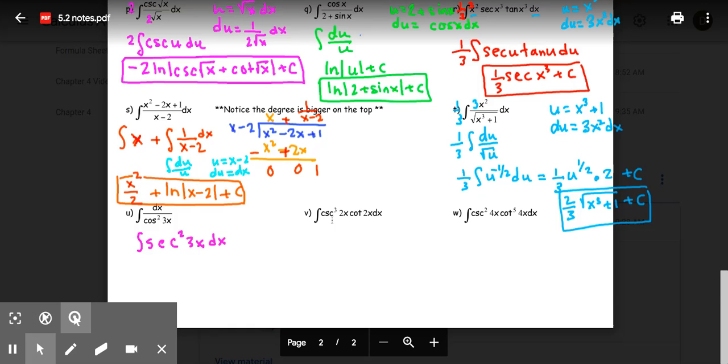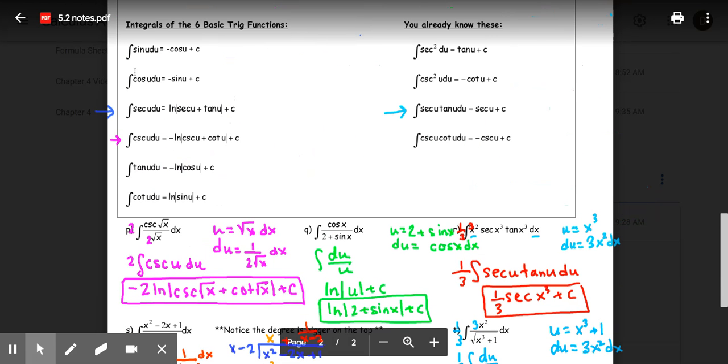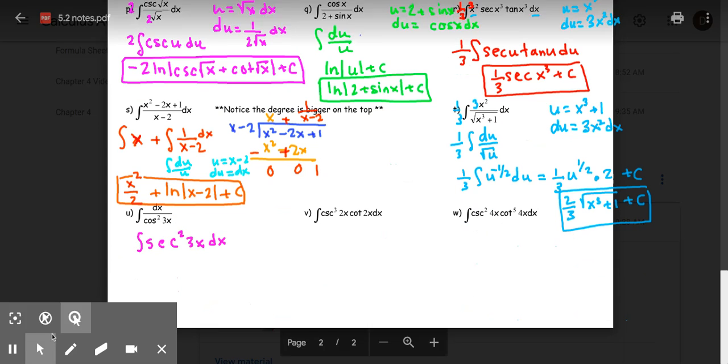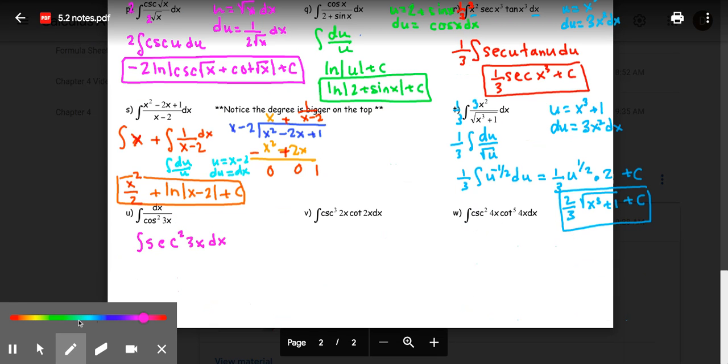Because you don't have a formula up here to integrate 1 over cosine squared. You know how to integrate secant squared. Look at this. The integral of secant squared is equal to tangent of u. So you're going to rewrite it as secant squared, and now you're going to pick your u from here. What would your u be?